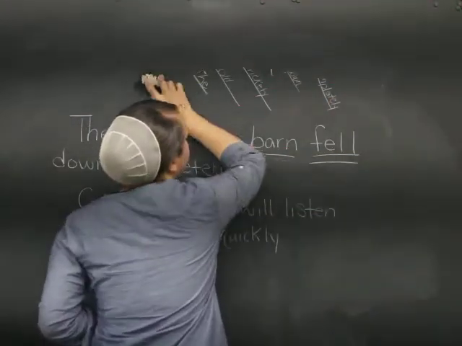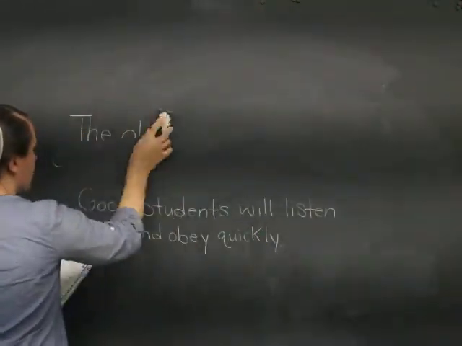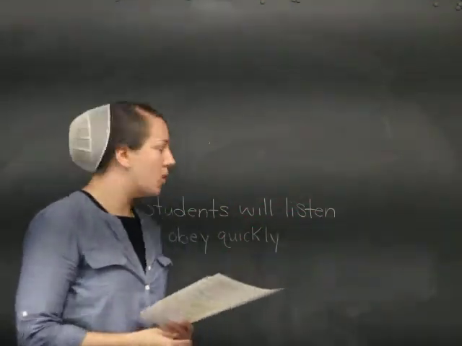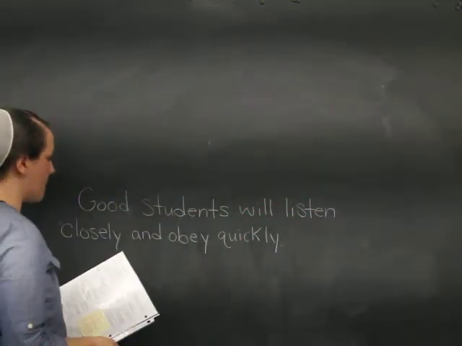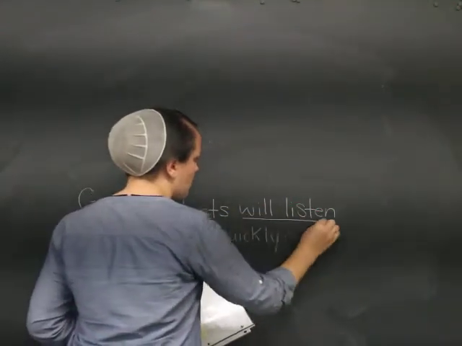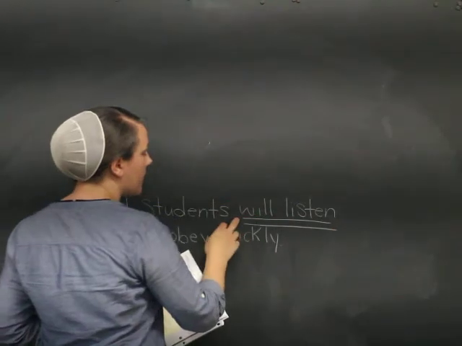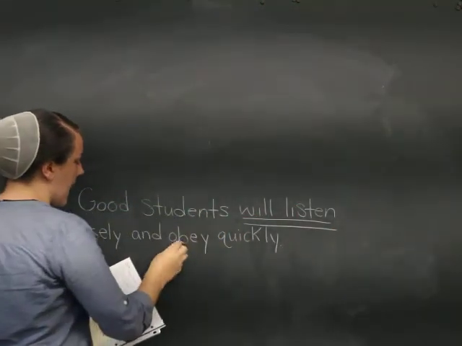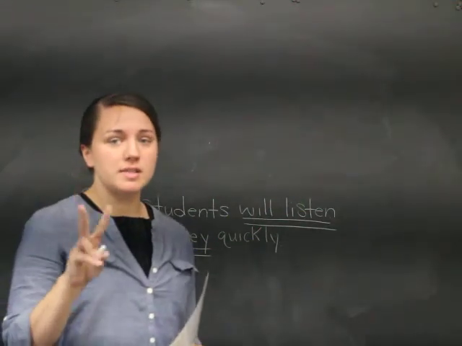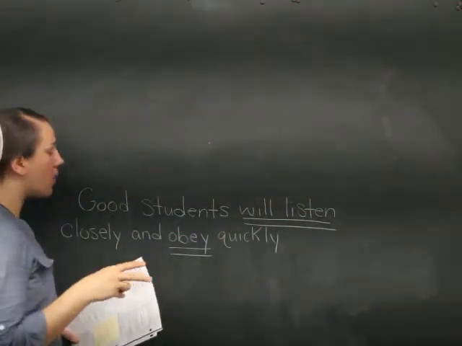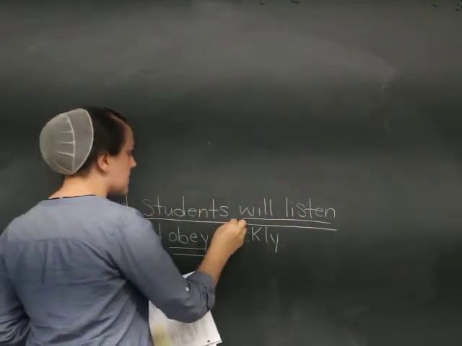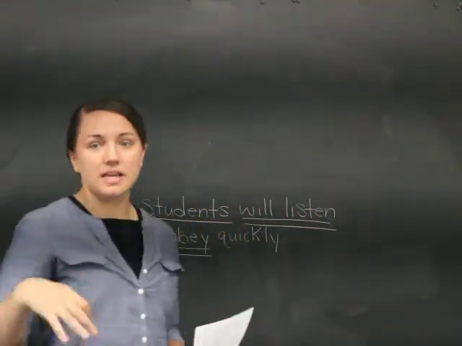Okay. Now we have: good students will listen closely and obey quickly. What is our verb? The verb or the action is will listen. Remember the helping verb. And obey. Okay, so we have a compound verb. There are two separate actions. Who or what will listen and obey? Students. Okay, students will listen and obey.